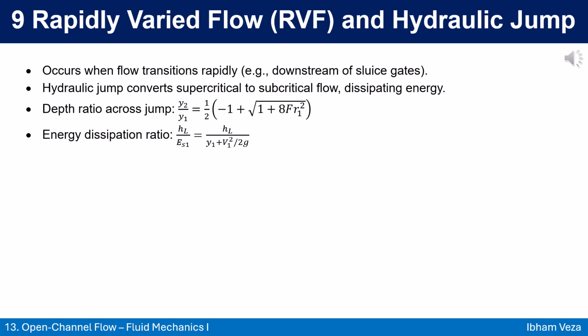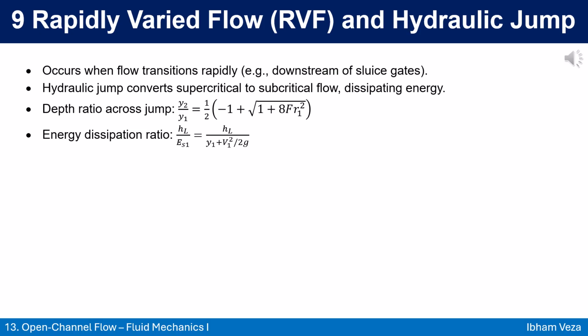The ratio of post-jump depth, y2, to pre-jump depth, y1, is given by y2 divided by y1 equals 1/2 times -1 plus the square root of 1 plus 8 Fr1 squared, where Fr1 is the Froude number before the jump. This formula shows that the stronger the incoming supercritical flow, the more dramatic the jump. But it's not just about depths.